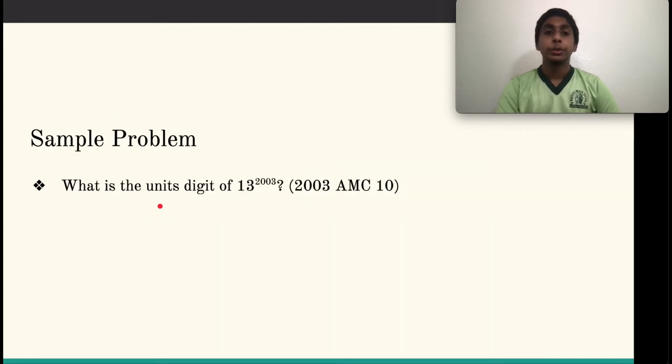So what is the units digit of 13 to the power 2003? And this is from the 2003 AMC 10. Obviously here, you're not going to calculate it out by doing 13 times 13 times 13, 2003 times. That's not going to work.